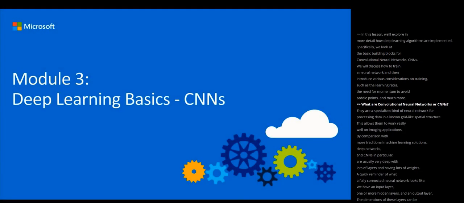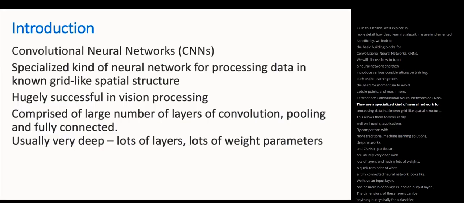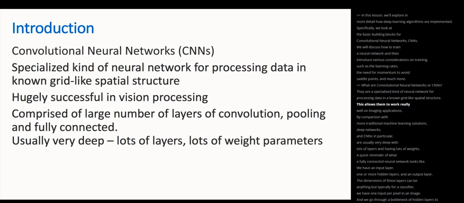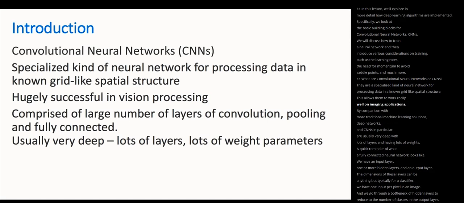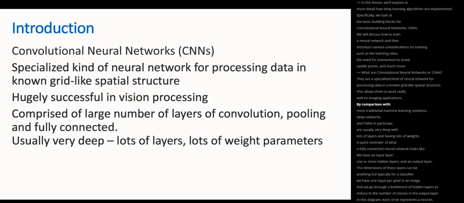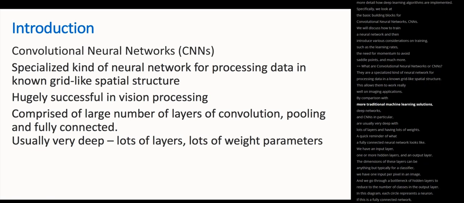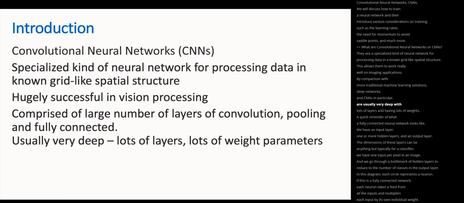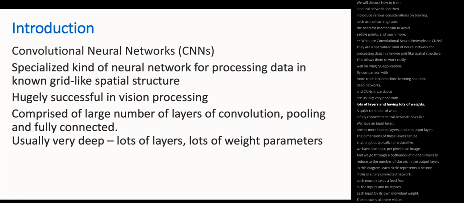What are convolutional neural networks, or CNNs? They are a specialized kind of neural network for processing data in a known grid-like spatial structure. This allows them to work really well on imaging applications. By comparison with more traditional machine learning solutions, deep networks, and CNNs in particular, are usually very deep, with lots of layers and having lots of weights.